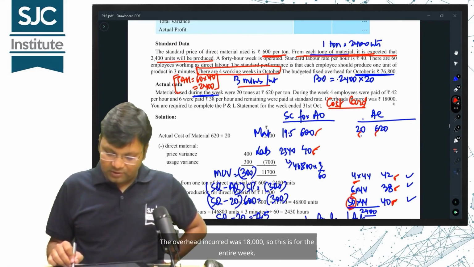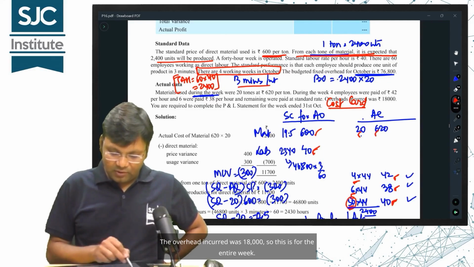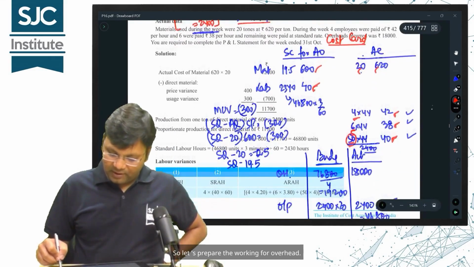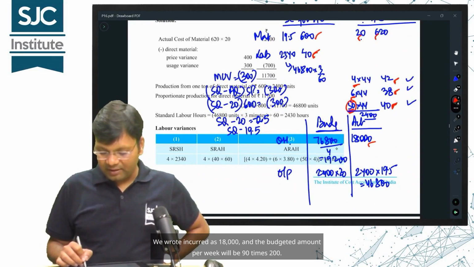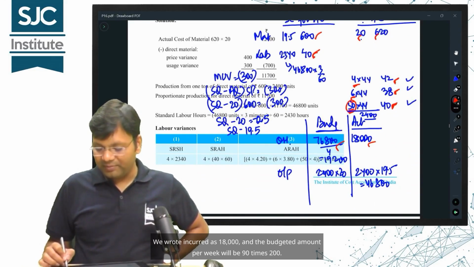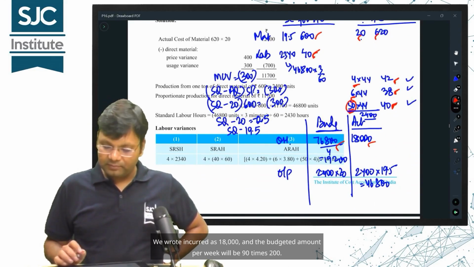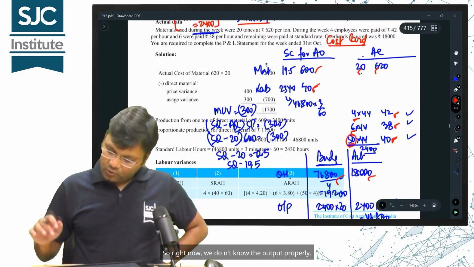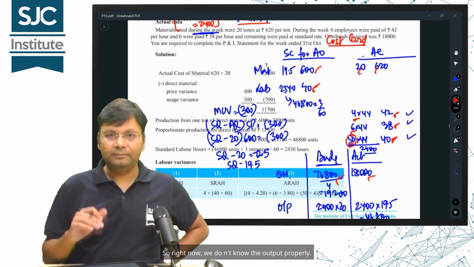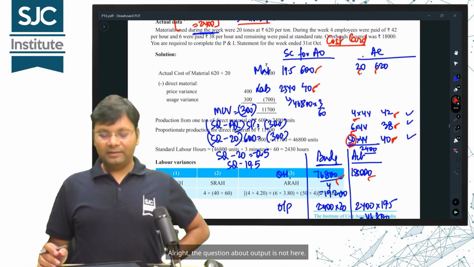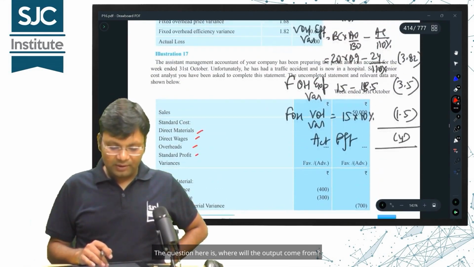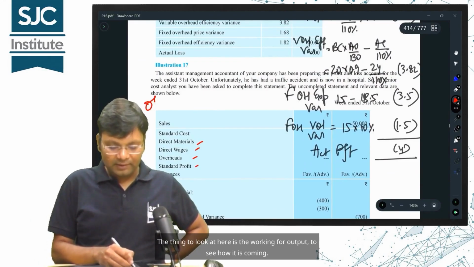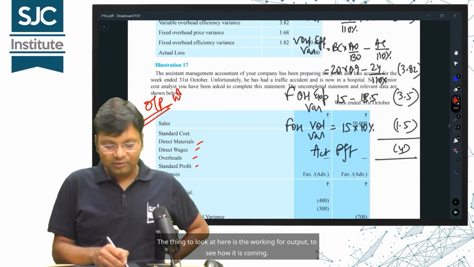The overhead incurred was 18,000, so this is for the entire week. So let's prepare the working for overhead. We wrote incurred as 18,000 and the budgeted amount per week will be 90 times 200. So right now, we don't know the output properly. Alright, the question about output is not here. The question here is, where will the output come from? The thing to look at here is the working for output to see how it is coming.